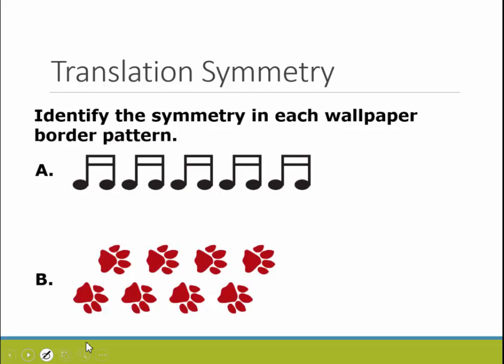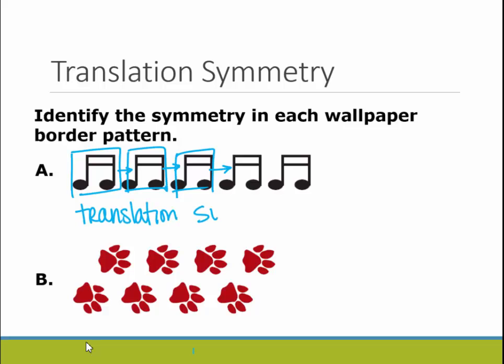So identify the symmetry in each wallpaper border pattern. This first music note is exactly like this next one, which is exactly like this next one, which is exactly like the next one, on and on. I'm just taking one picture and sliding it over and over again. So this has translation symmetry.